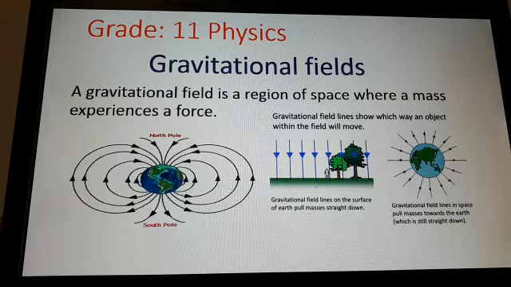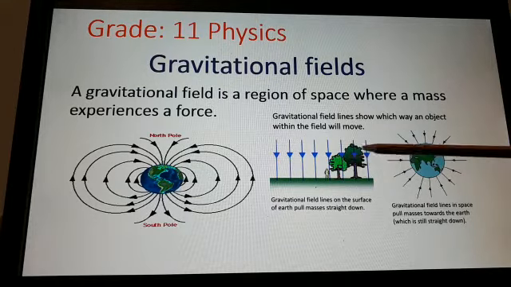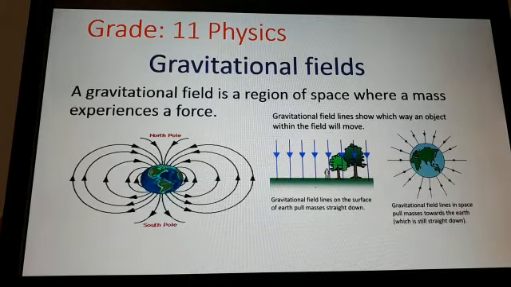What is meant by gravitational field? The gravitational field is a region of space where a mass experiences a force. Here is a picture showing how the gravitational field lines show which way an object within the field will move. From the tree, the fruit is coming down. If you throw anything upwards, it will come down only. Gravitational field lines in space pull masses towards the Earth, towards the center of the Earth. This is about gravitational field.